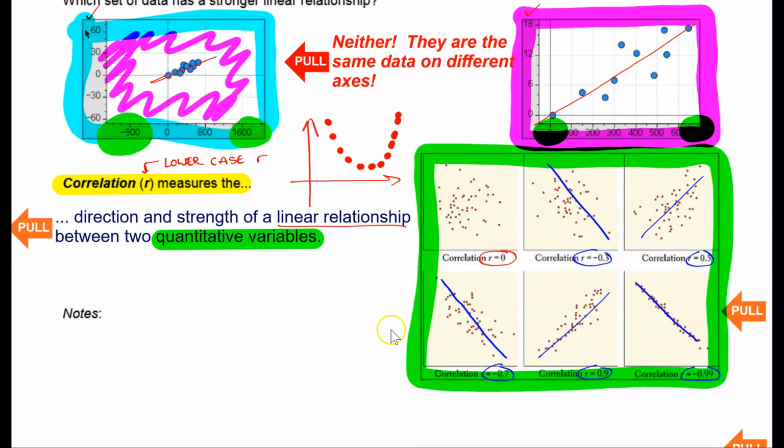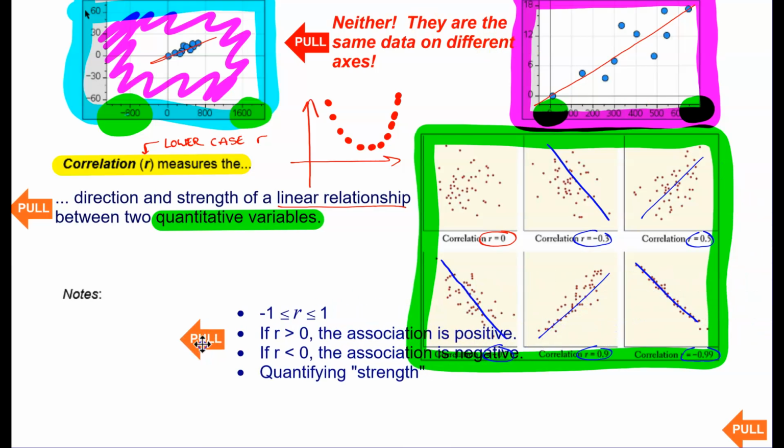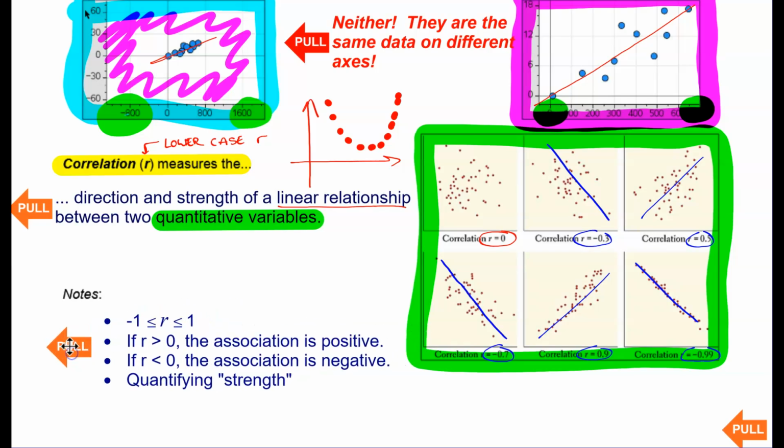So there are some things that are revealing in that picture about the correlation value r, and I'd like to share those with you now. First of all, r can only be between -1 and +1 inclusive.